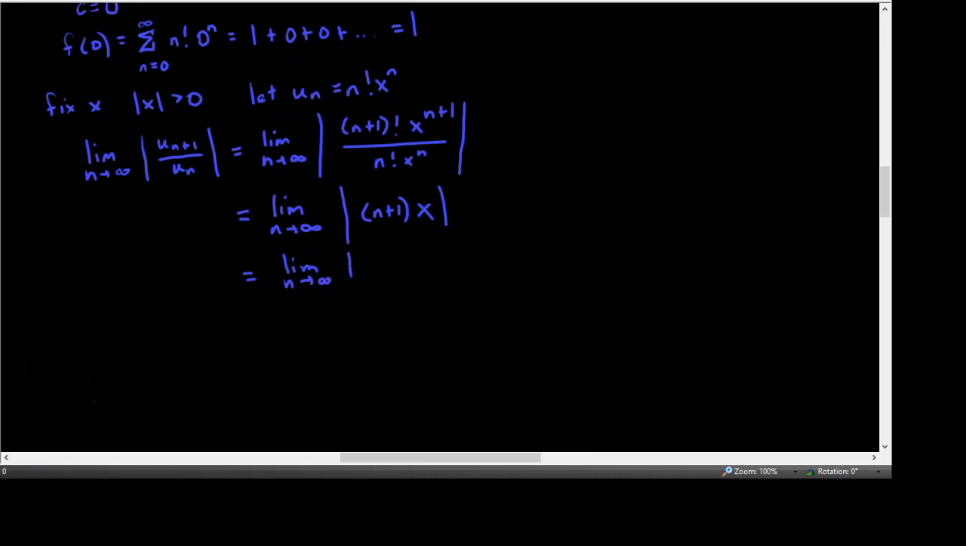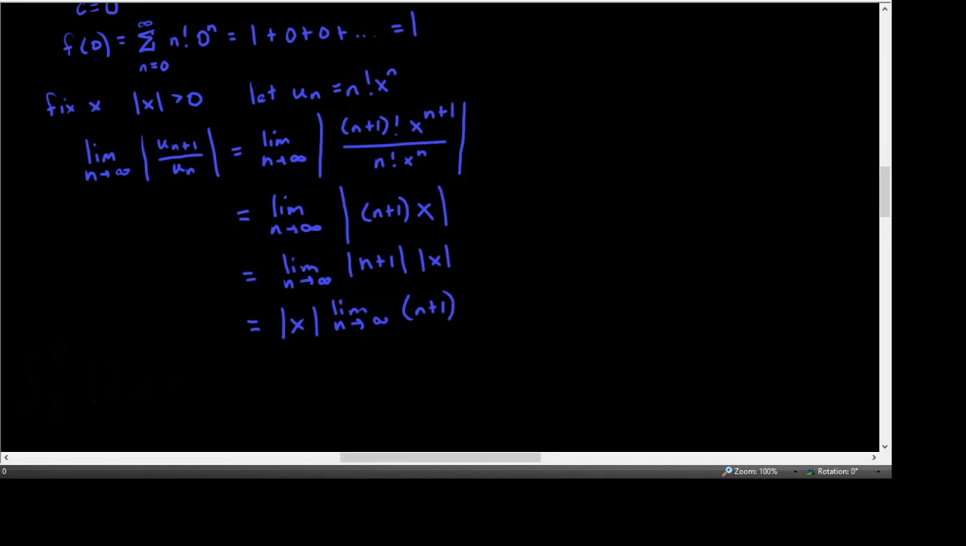So when I split this up into two pieces like this, the absolute value of a product is the absolute value of one factor times the absolute value of another factor. That absolute value of x is considered constant for this limit because this limit's variable is n. And so I can pull that constant absolute value of x out in front. And of course, since n is 1 or bigger, the absolute value there is not needed. And so this is the limit as n approaches infinity of n plus 1.